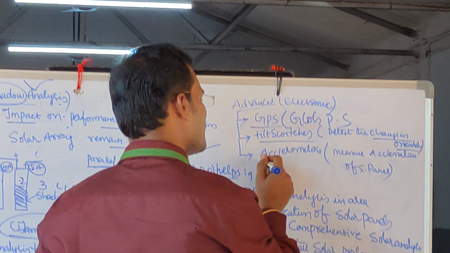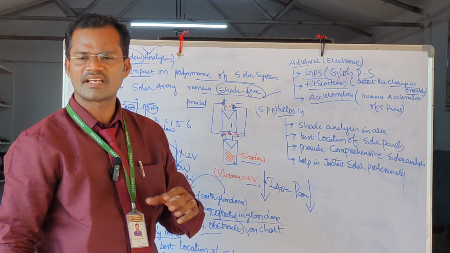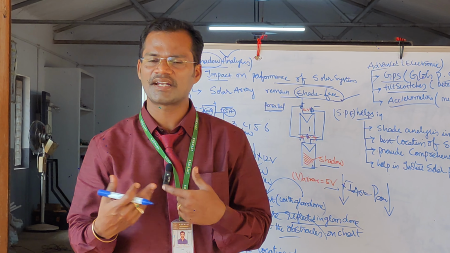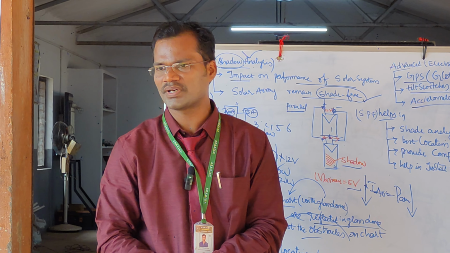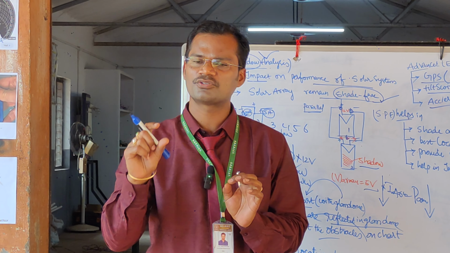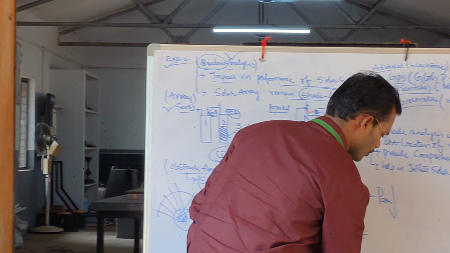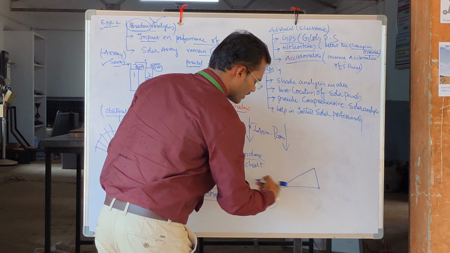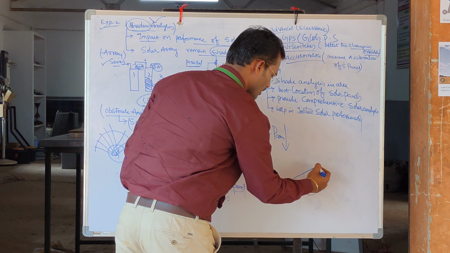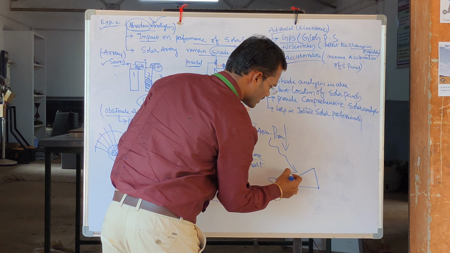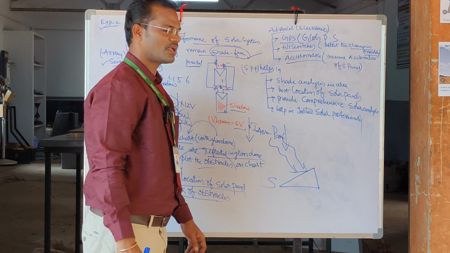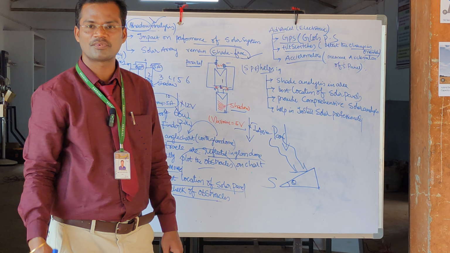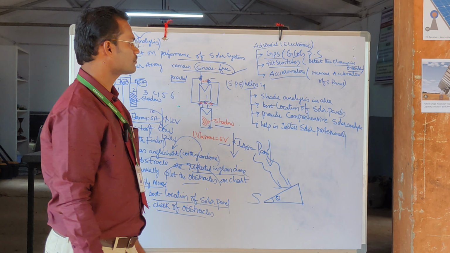Next one, the latest one, we have the accelerometer. This accelerometer is also there in your mobile phones. The accelerometer will give the latitude as well as the longitude of your location, and based upon the latitude and angle you have to place the solar panel in this direction. So this is nothing but facing south. The solar panel is facing south and your solar radiation will be received like this. And this pitch angle we are going to calculate in the next experiment, how much pitch angle you are supposed to keep.